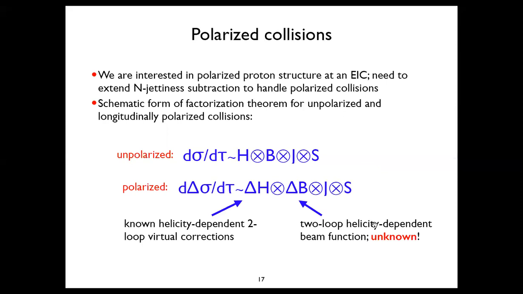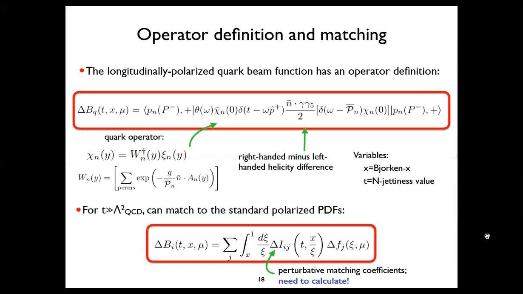It turns out that the calculation of the unpolarized hard function and the polarized hard function are basically identical. If you have one, you have the other, at least in the form in which you usually calculate the hard functions. The one thing that was unknown was the two-loop helicity-dependent beam function, and that was what we needed to calculate. So let me very, very briefly review the calculation of this.